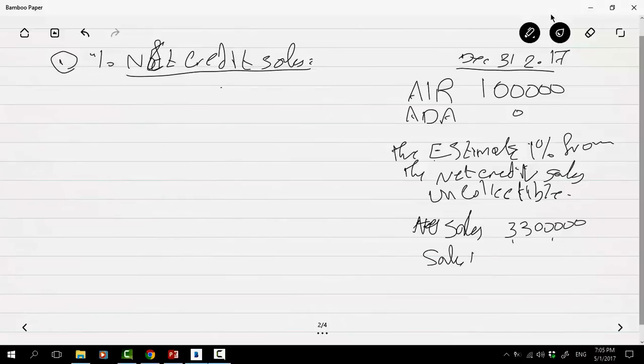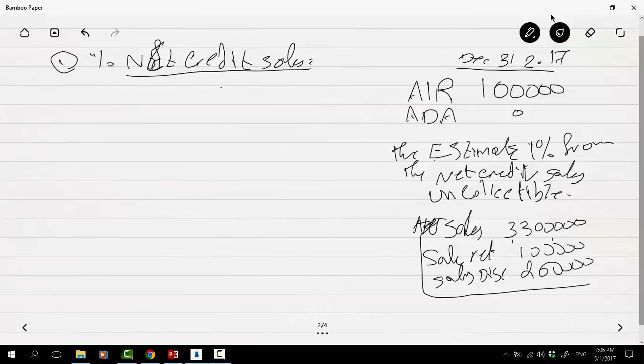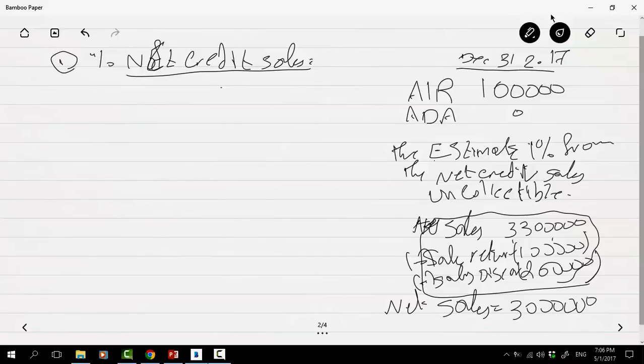Sales return $100,000, sales discount $200,000. This means that the net sales... what do we mean by net sales? Net sales, or the sales minus sales return minus sales discount. Again, sales minus sales return minus sales discount. This means that the net sales is $3 million, okay.